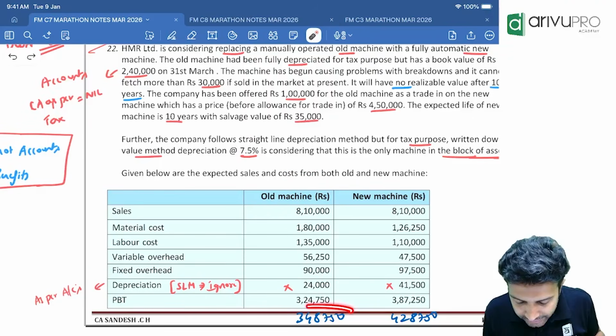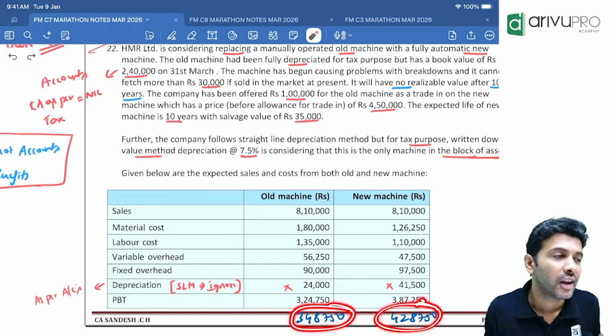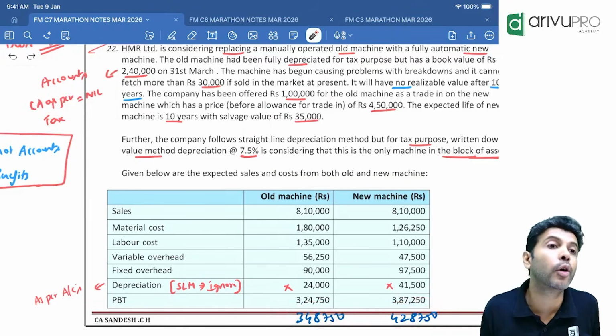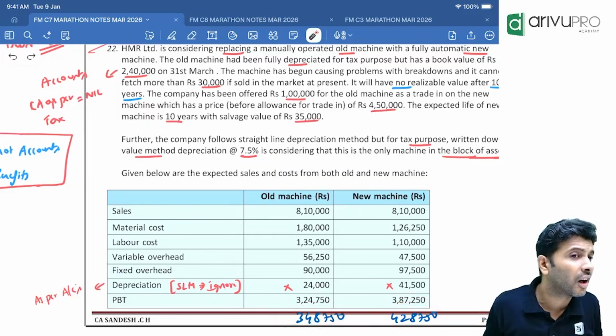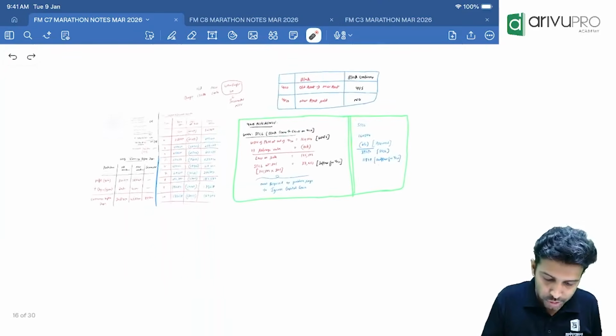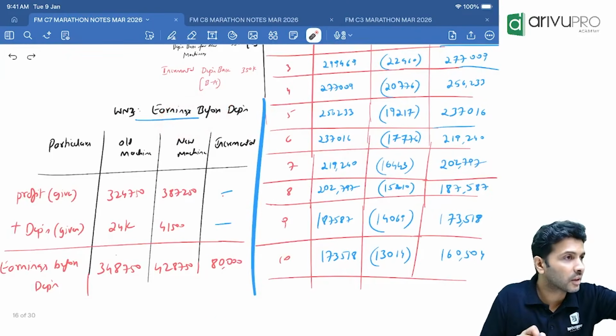Now you tell me, do I need this value, or do I need incremental earnings? How do I get incremental earnings? Old is giving 348, new is giving 428. So is the new one giving extra now? How much extra? 80,000. Check the solution. That's what I've done here. That is the next working note.